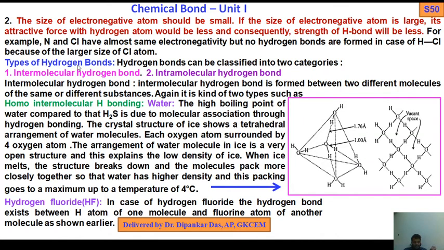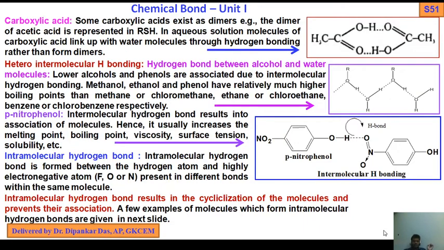So here again, intermolecular hydrogen bonding. There are two types: homo-intermolecular hydrogen bonding, for example water, HF, so homo, not hetero. Homo-intermolecular hydrogen bonding: water, HF molecules. Okay, next, move on.